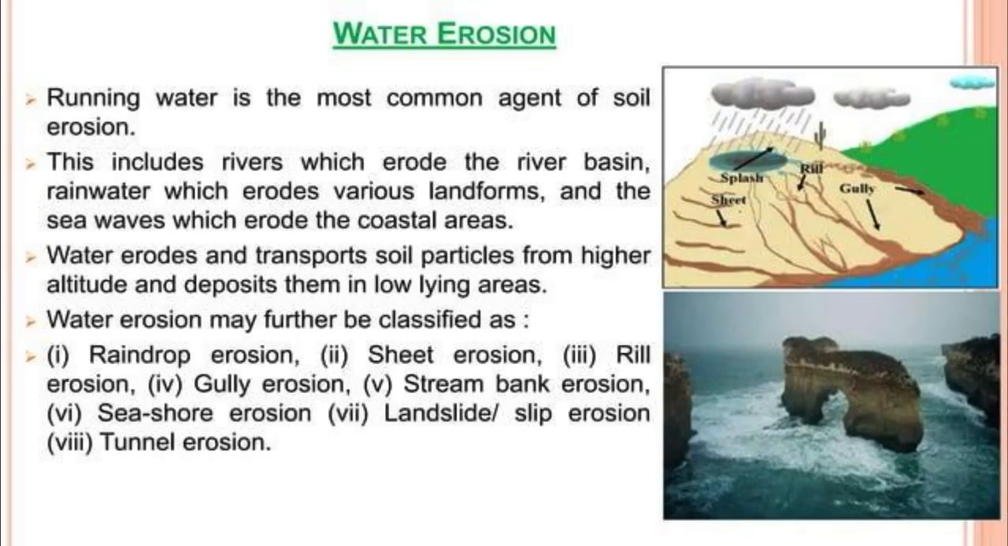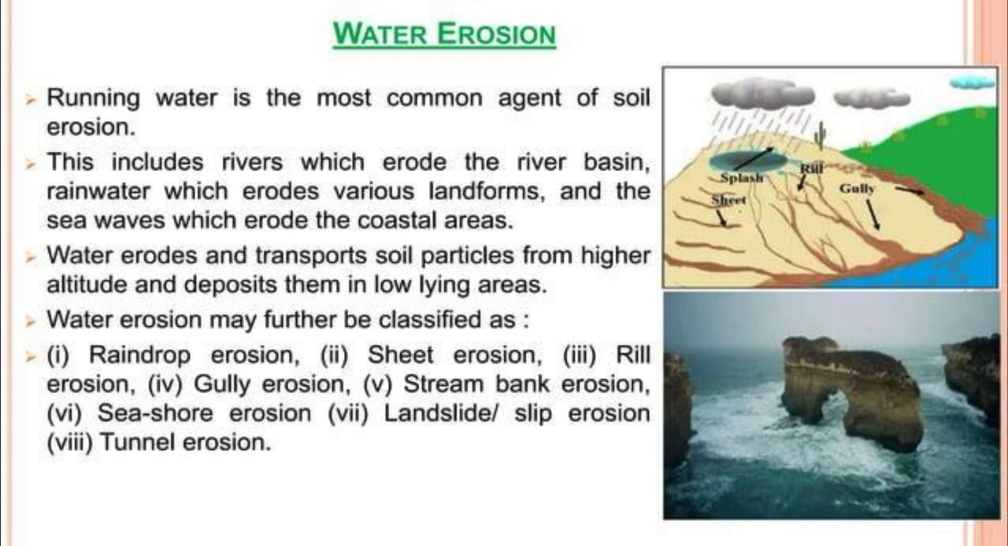Water erosion. Running water is the most common agent of soil erosion. This includes rivers, which erode the river basin, rainwater, which erodes the various landforms, and the seas, which erode the coastal areas. Water erodes and transports soil particles from higher altitudes and deposits them in low-lying areas.